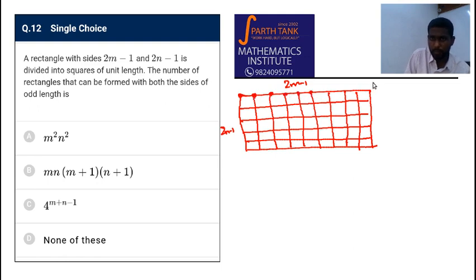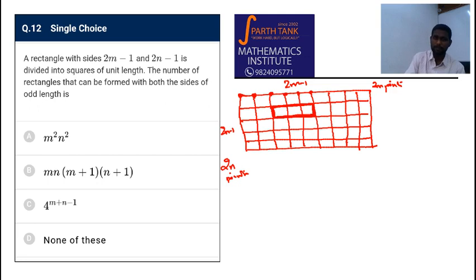Including the extra one, so 2m points on this side and 2n points on this side. The question is: the number of rectangles that can be formed with both sides of odd length. You need to form a rectangle that has odd sides, like 3 by 1, or 5 by 3, or even 2m minus 1 by 2m minus 1. How many such rectangles can be formed? That is the question. Very interesting question.